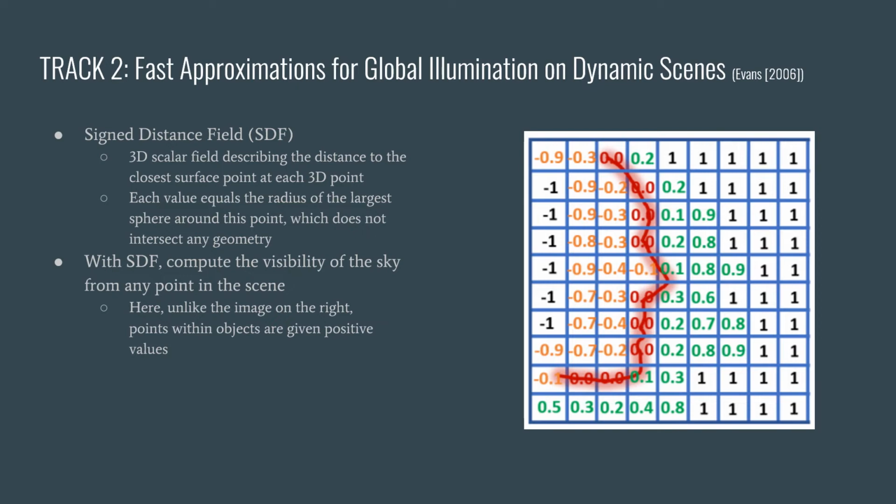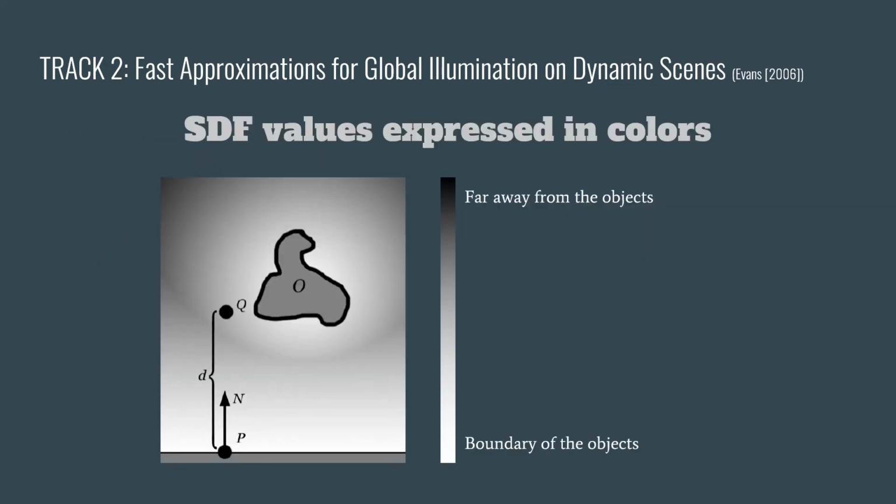Before we move on, please remember that Evans used the SDF in a different way. That is, now the points inside the object are given positive values, not like in the image on the right side. Here the 0 value points have white color, and as the color gets darker, the point gets farther from the closest object surface. You can see that the colors near the object surface are white, as I mentioned.